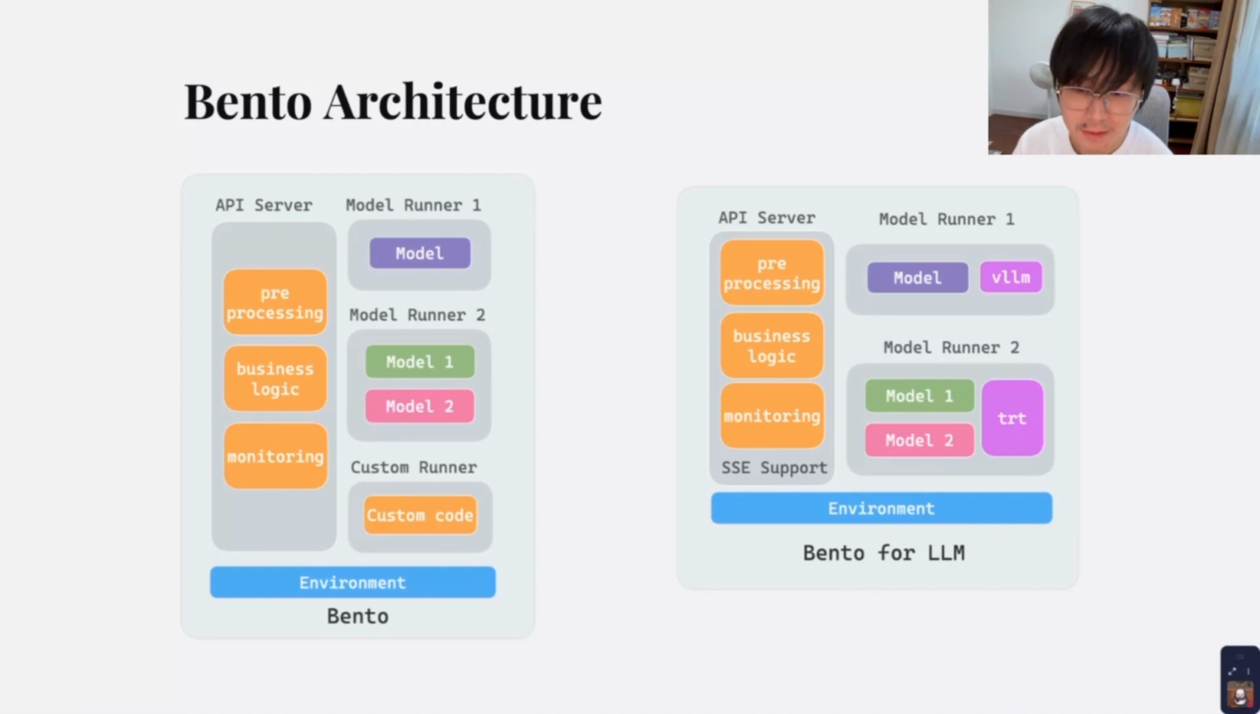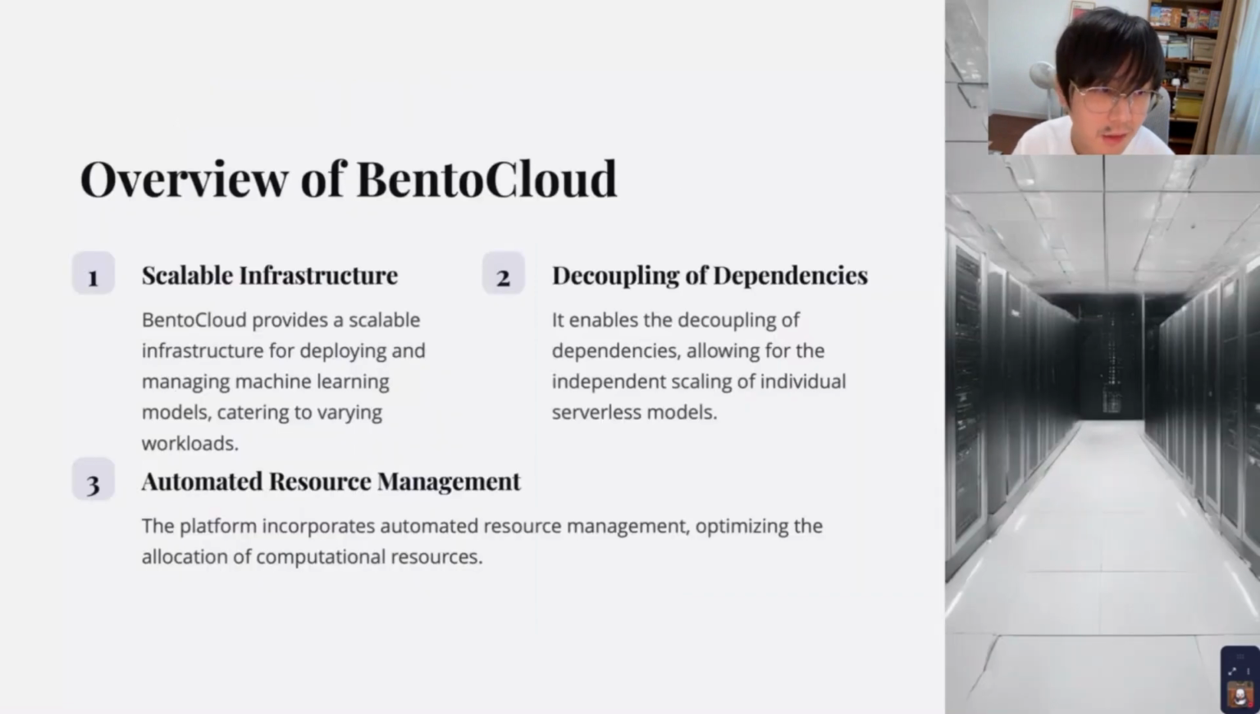Alright, when dealing with large models, the crucial factor to consider is that our API server also provides server-sent events, SSE support, because for large models, the response time can be significantly slower. Typically, we utilize a flowing response to enhance the user experience, so we have incorporated support for server-sent events, SSE, which serves as the foundation of our architecture.